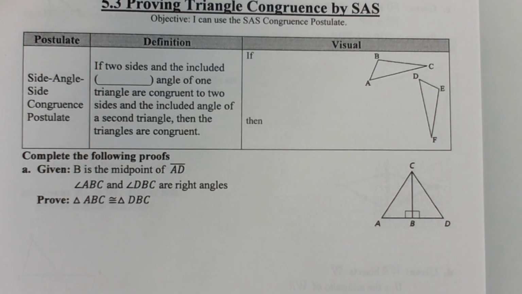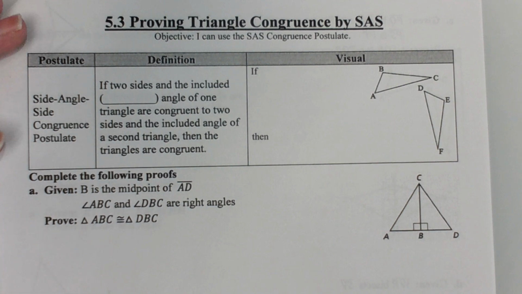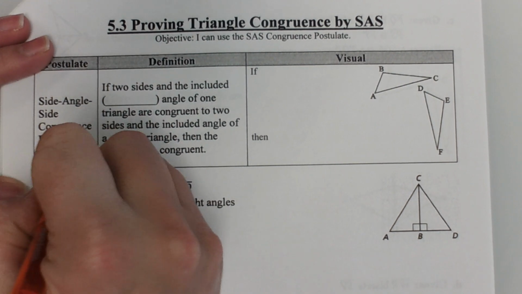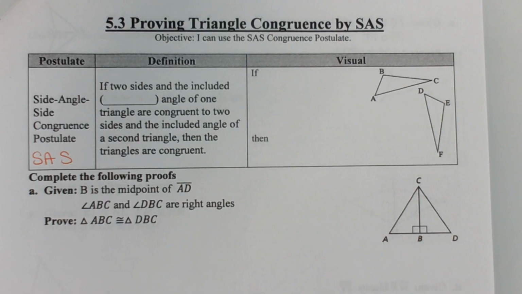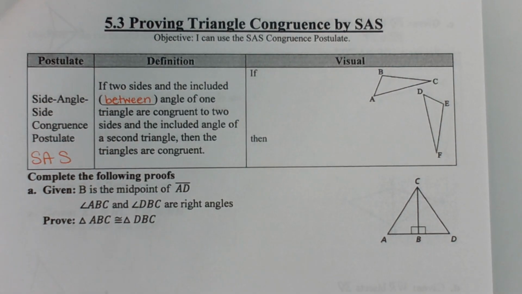So, today we are proving triangles are congruent using what's known as SAS. SAS is the side angle side congruence postulate, which in proofs we just shorten down to SAS. It says that if you have two triangles in which you know there are two pairs of congruent sides, as well as the included angle being congruent, the included angle is the between angle of the two triangles. That is enough to say the triangles are congruent.